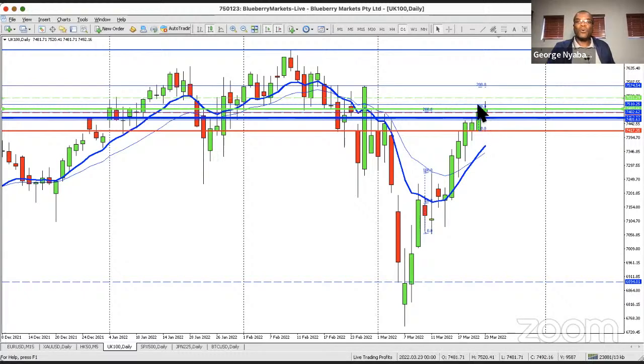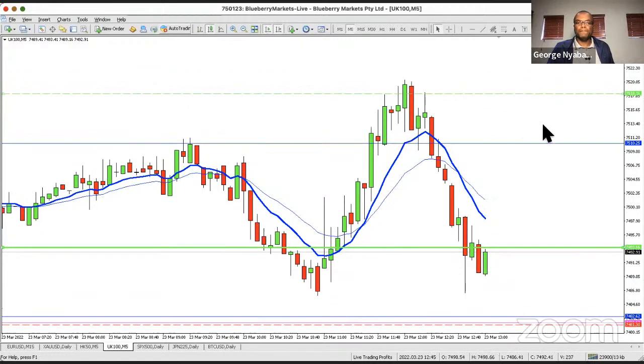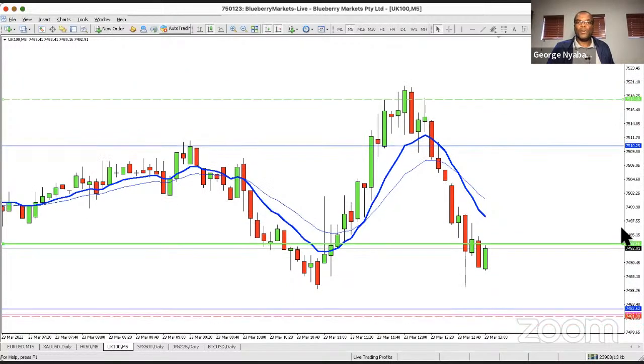Okay, so with that whole thesis, I'm just arguing that we are in a potential sell zone. So let's wait for the opportunity on the 5-minute time frame. UK 100.